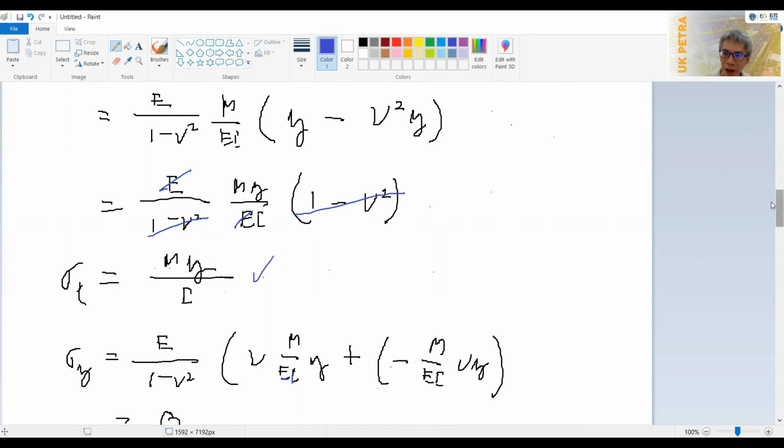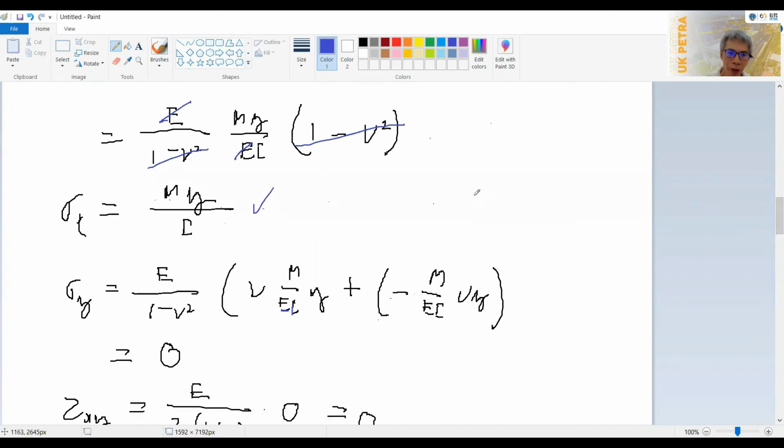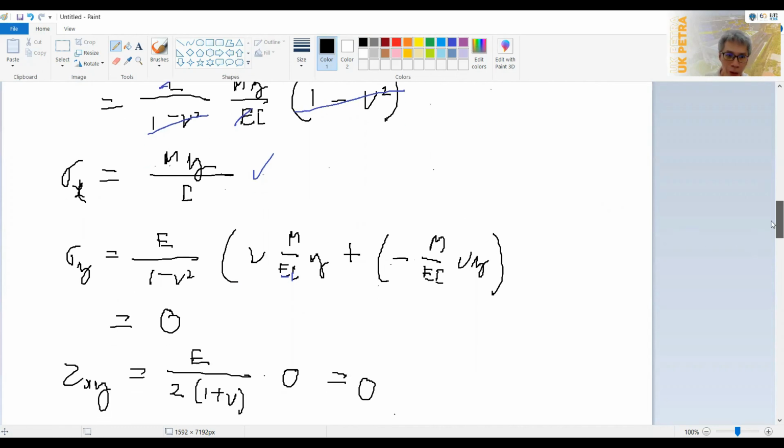Please notice that this is exactly what we expect, because this is a beam in pure bending, right? We know that from the classical beam theory, the normal stress in x direction is also given by this formula. So this is in agreement with the classical beam theory.